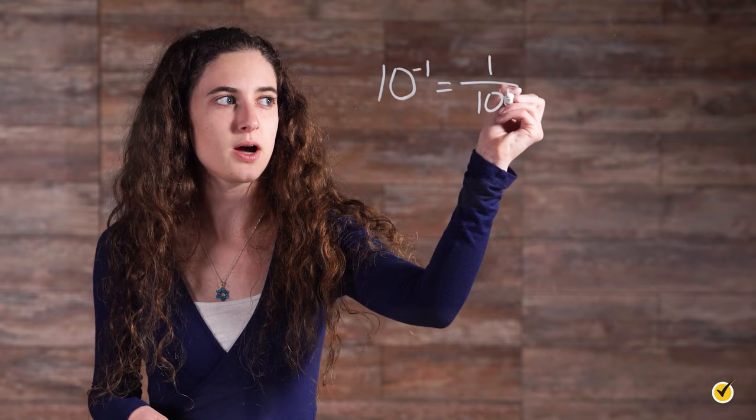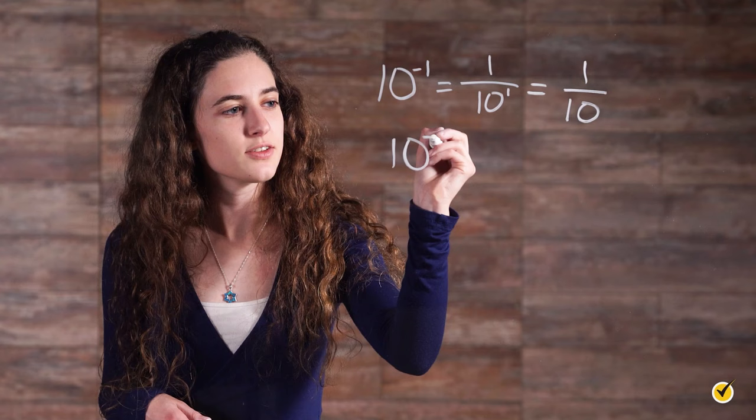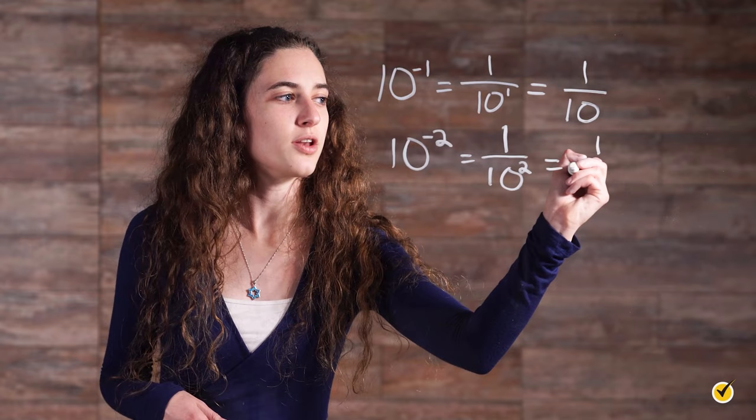So now we know how to write large numbers using scientific notation, but what about small numbers? First, let's recall how negative exponents work. For example, 10 to the negative 1 is equal to 1 over 10 to the first power, which is equal to 1 over 10. And 10 to the negative 2 power is equal to 1 over 10 squared, which is equal to 1 over 100.